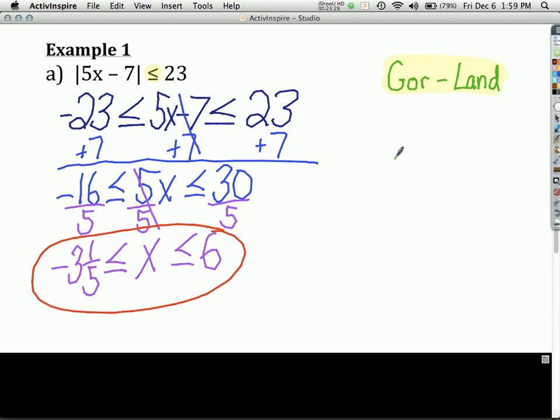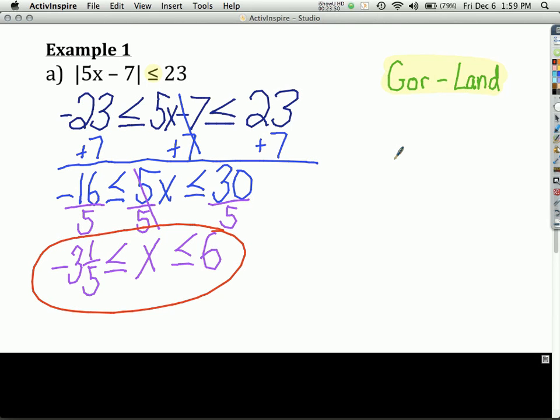You know how last time you said that if the number on the right is negative, it can't work because it's a distance? Is that still working in inequalities? Yes. Very good. Eric.